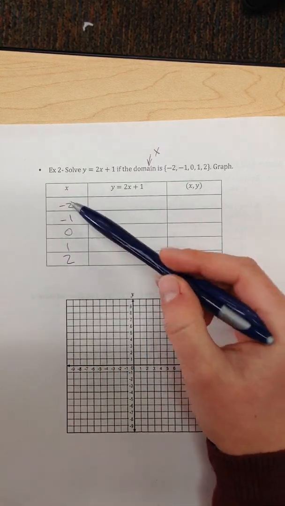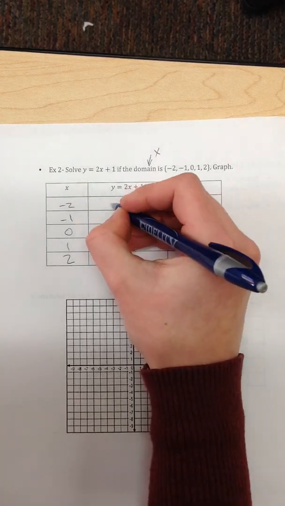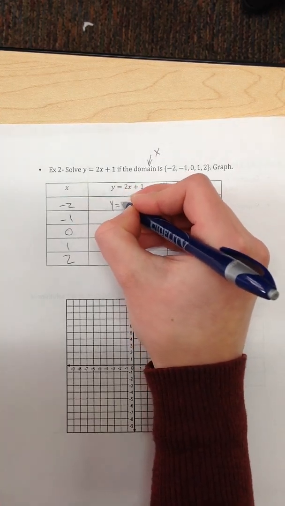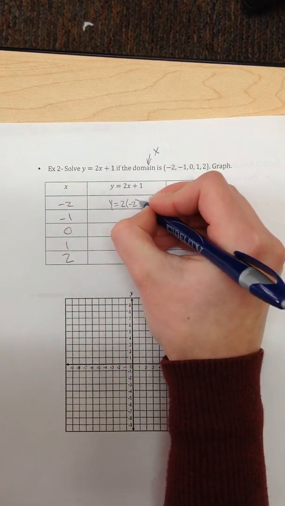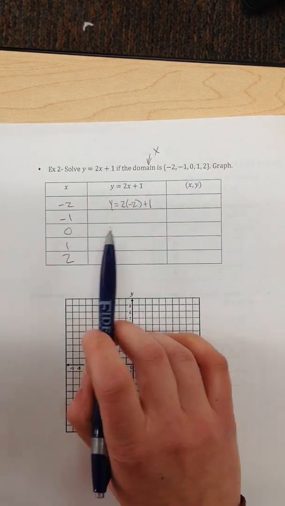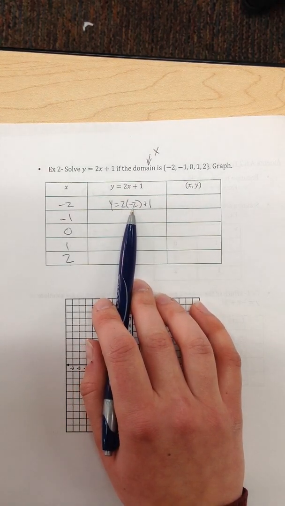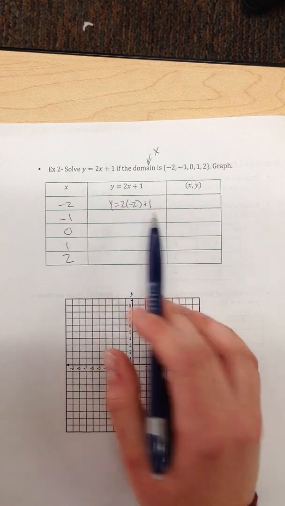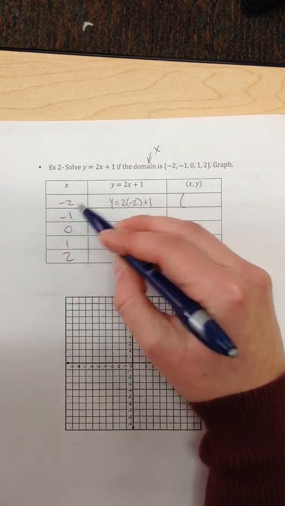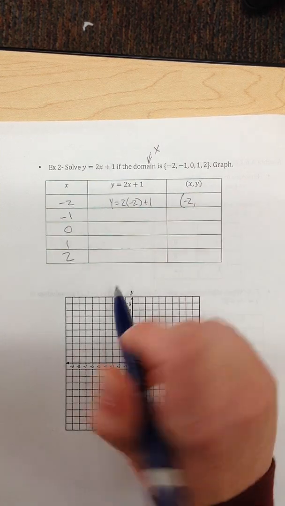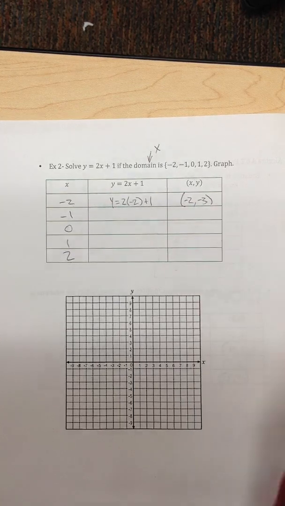And then what I'm going to do is take those values for x and plug them in and solve for my y. So I'll have y is equal to 2, and then for my x, I'm going to plug in -2, and then plus 1. So here I would have positive 2 times -2, which would be -4. Plus 1 would be -3, so my ordered pair, my x, since that's what they gave me, is negative 2, and then when I solve this out for y, I get negative 3.